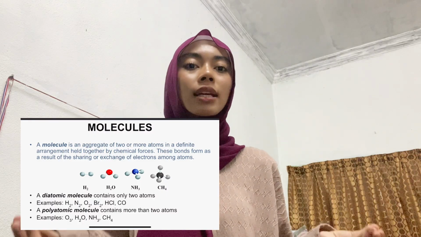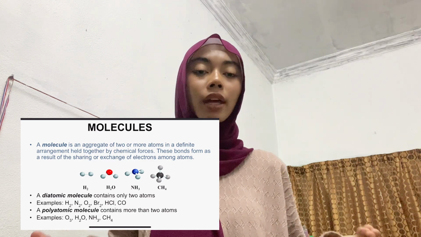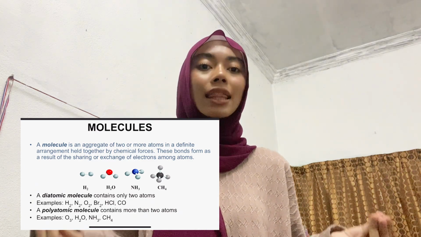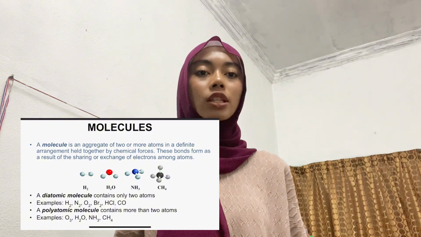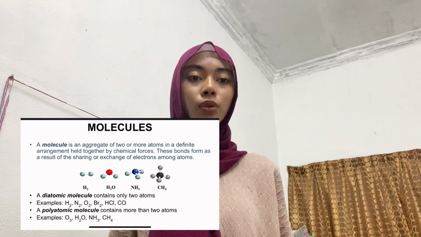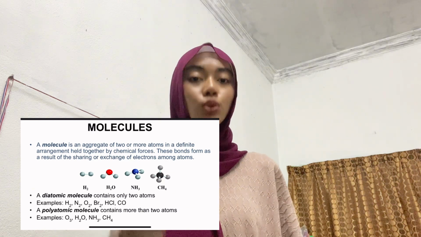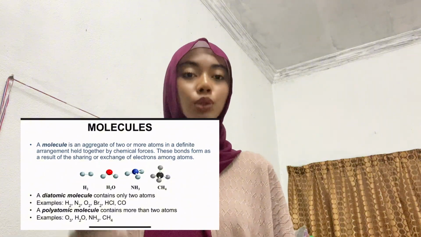A molecule is an aggregate of two or more atoms in a definite arrangement held together by chemical forces. These bonds form as a result of the sharing or exchange of electrons amongst atoms. A diatomic molecule contains only two atoms. A polyatomic molecule contains more than two atoms.